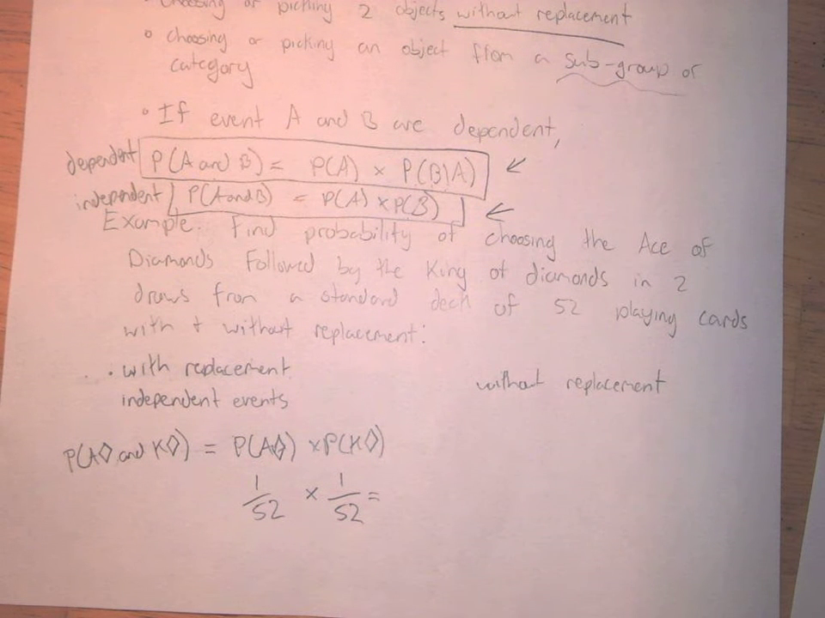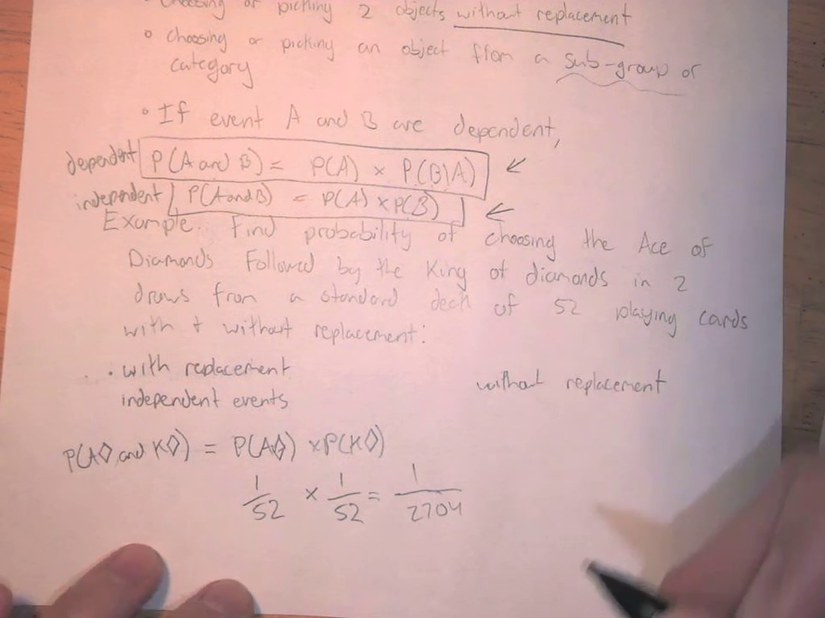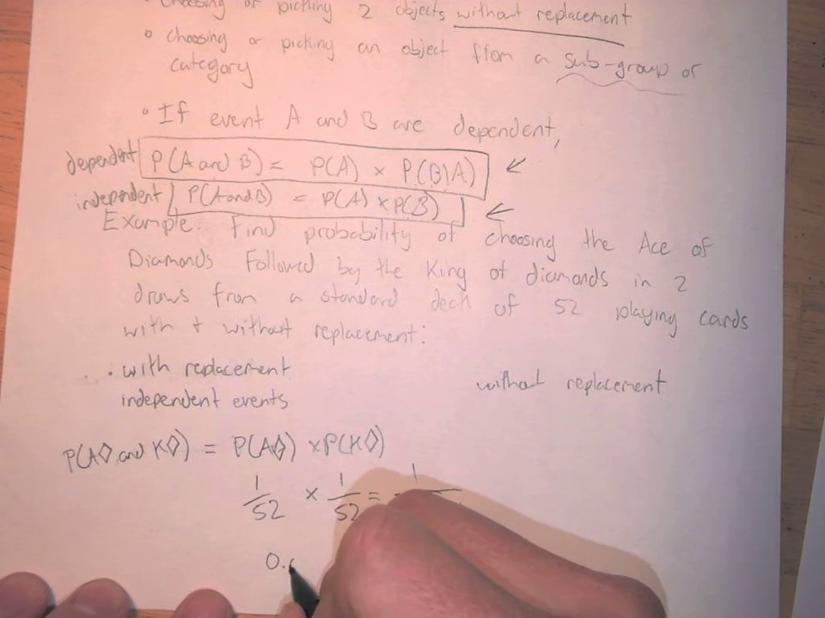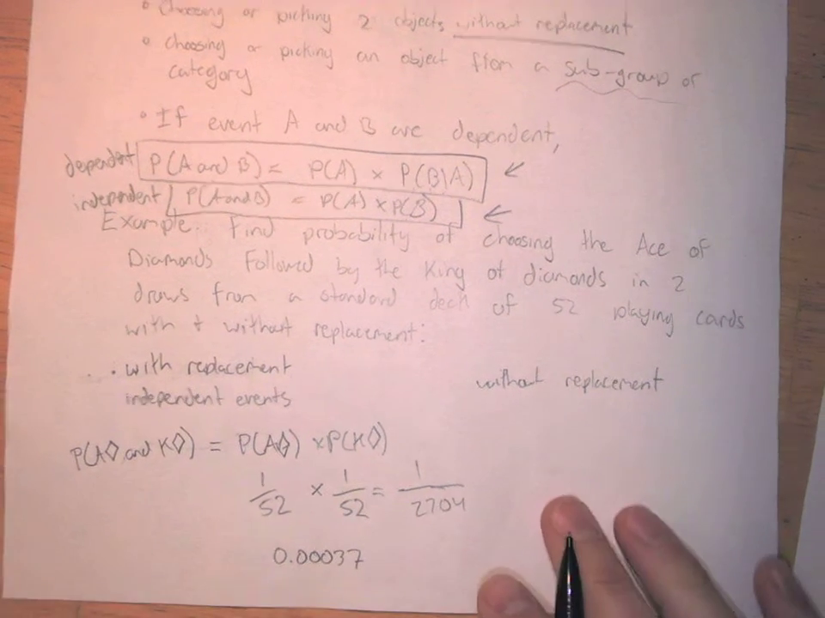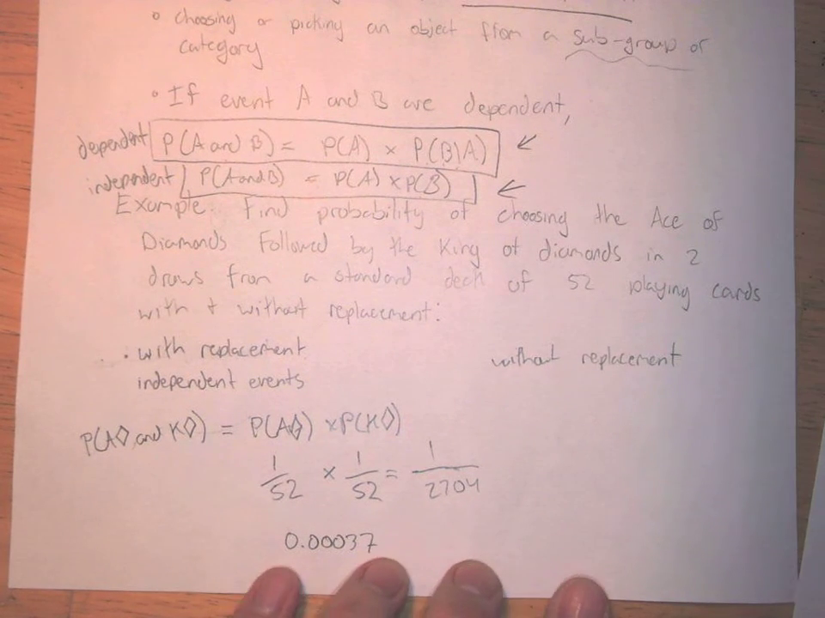It's 1 over 52 times, whoops. Okay, so that's 1 over 2,704. And just as a decimal so we can compare, that's 0.00037. So pretty unlikely for that to happen. Now this is going to be unlikely too, but let's just look at the difference.